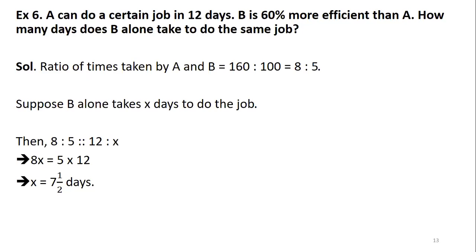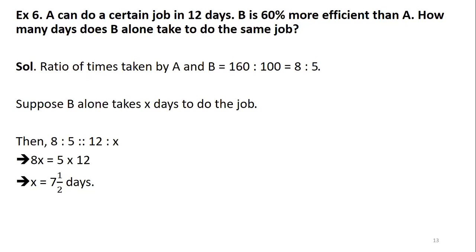So what we are doing, directly we are applying the 60% more in terms of time for A, because A is the slowest person. So if B is 100%, A is taking 60% more time, so 160 is to 100. So the ratio is 8 is to 5. Suppose B alone takes X days to complete the work. Now A will take how many days? That is what we are going to calculate.